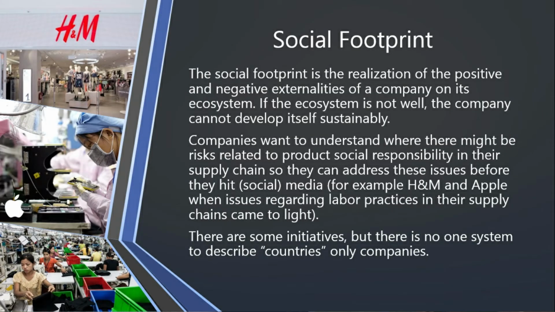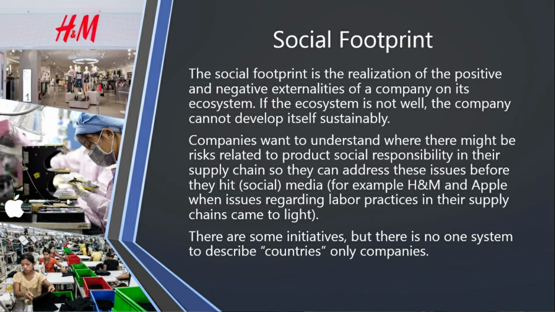The second indicator that I wanted to talk about is the social footprint. What is the social footprint? Here it tells us that this is the realization of the positive and negative externalities of a company on its ecosystem. If the ecosystem is not well, the company cannot develop itself sustainably. Companies want to understand where there might be risks related to product social responsibility in their supply chain, so they can address these issues before they hit media or social media.